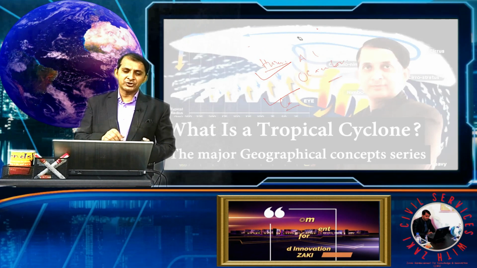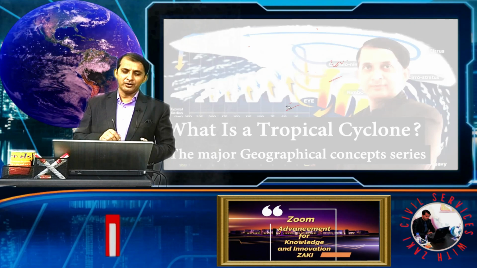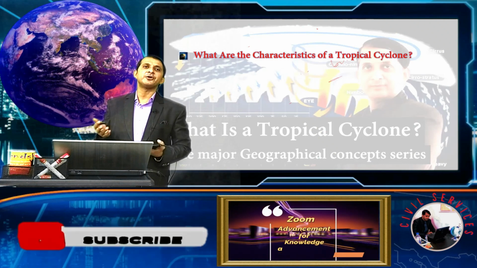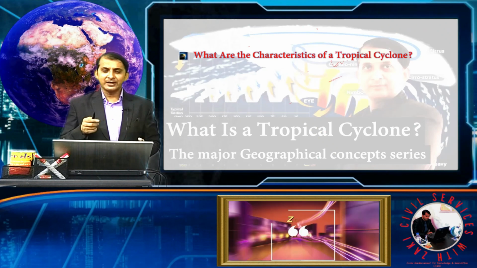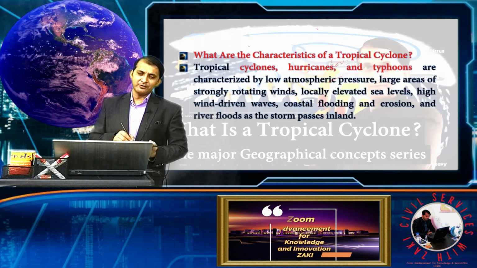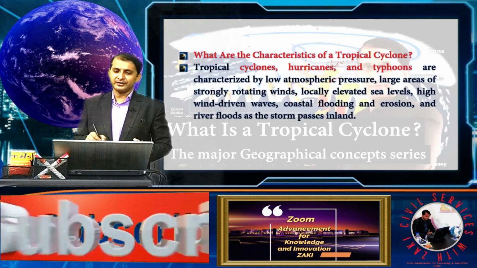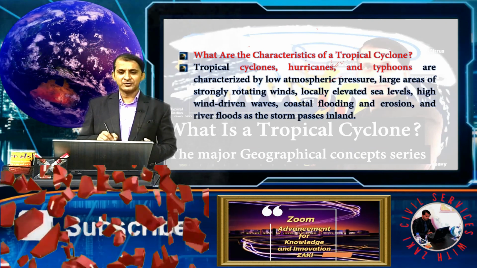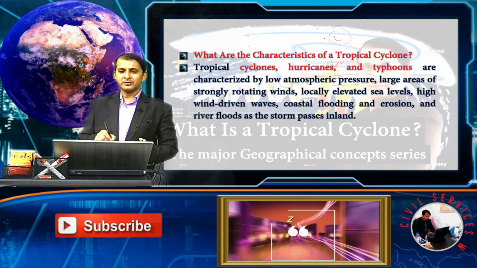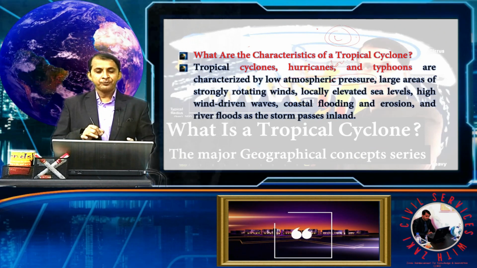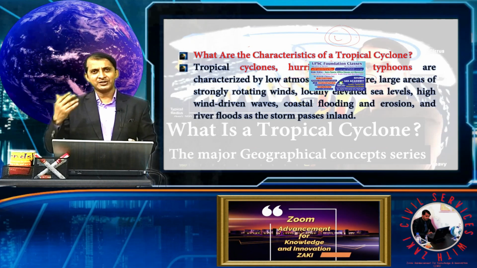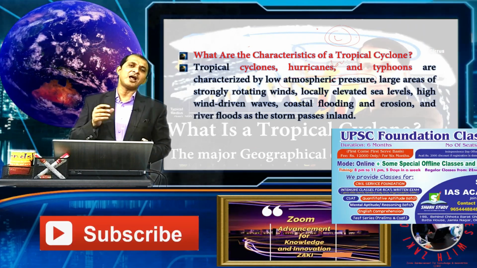So we see the structure and how the cyclone forms. What is the first characteristic of this cyclone? What are the characteristics of the cyclone? Tropical cyclones, hurricanes and typhoons are characterized by a low atmospheric pressure zone. Basically, hurricane, typhoon, cyclone and tropical cyclone are all the same thing.